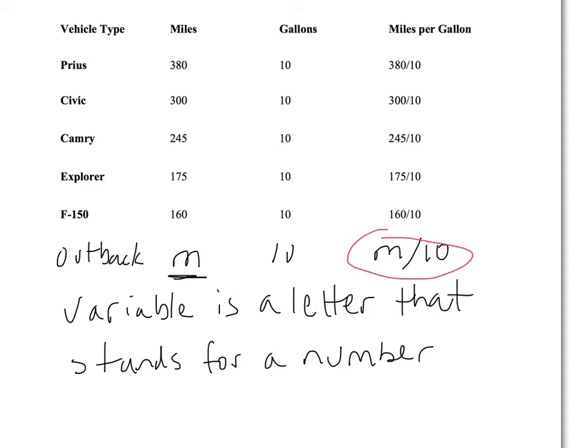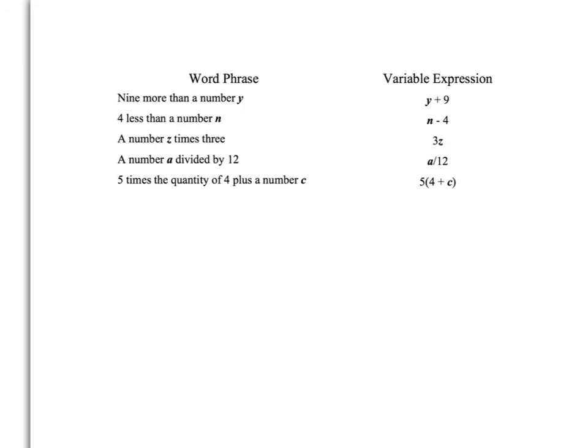Now keep in mind, an expression is different than an equation. An expression does not have an equal sign. So let's talk a little bit more about writing variable expressions. We can use key phrases to help us out. Let's take a couple examples here. In this one we have 9 more than a number y. The word more tells us that it's going to be addition. 4 less than a number n. Less means I'm going to be using subtraction, so n minus 4 in this case.